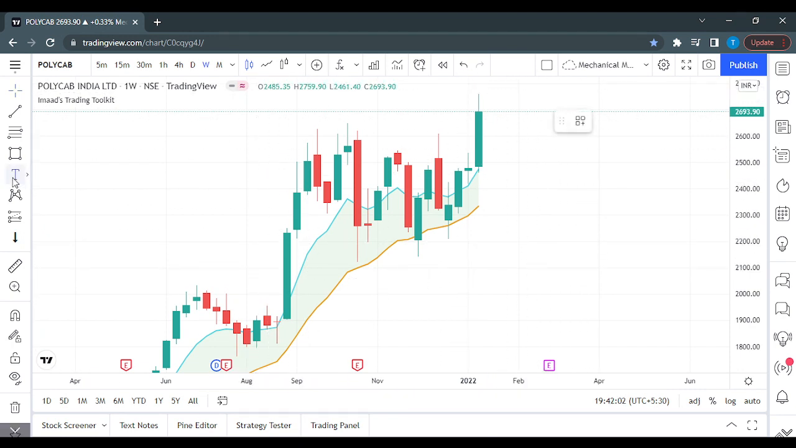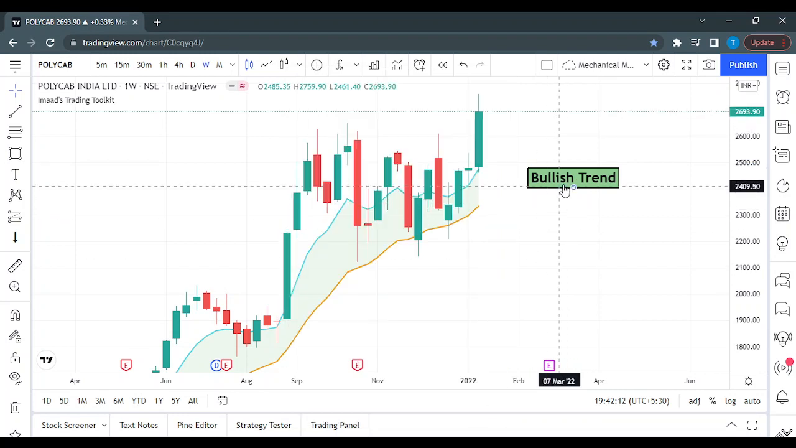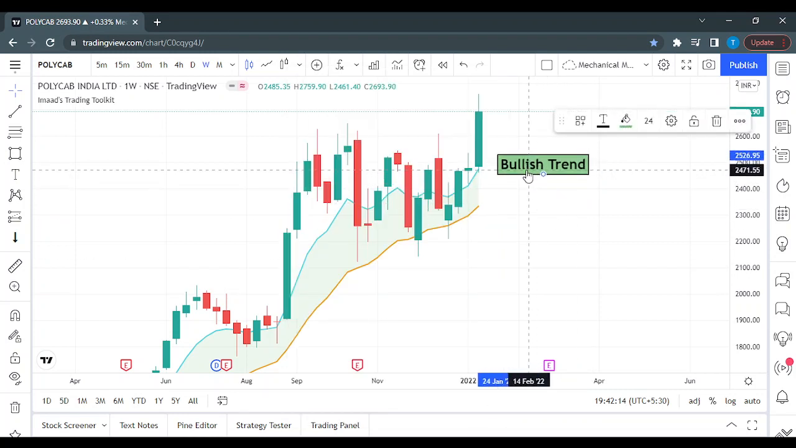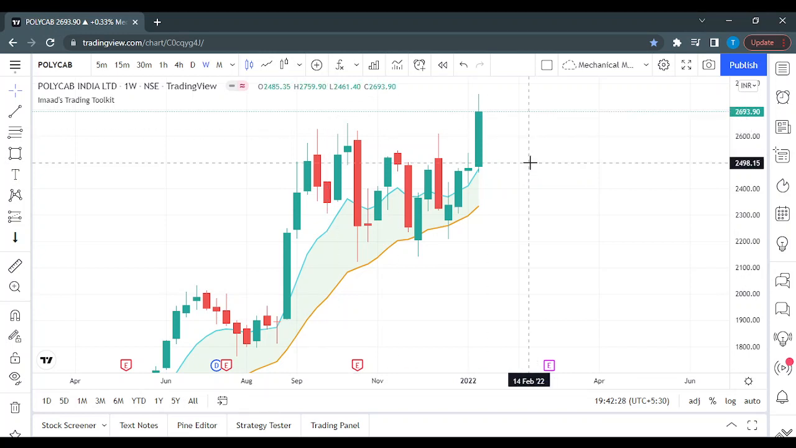Now, like how I made a note on the monthly time frame, I'm also going to make a note on the weekly time frame that this is a bullish trend. Twice I have written down that the stock is in a bullish trend, right? So we've established that this is continuously bullish. We're just following the trend over multiple time frames. A simple trend analysis with moving averages is more than enough.